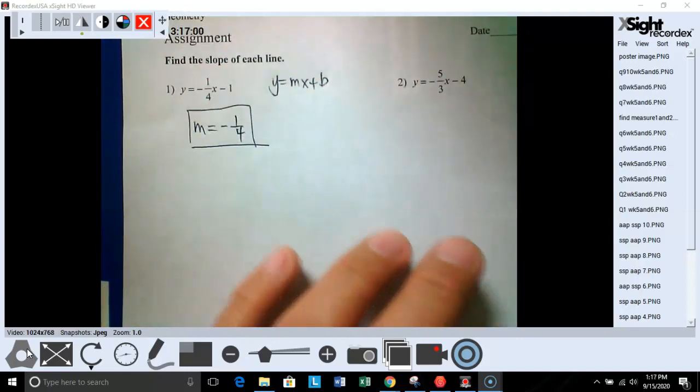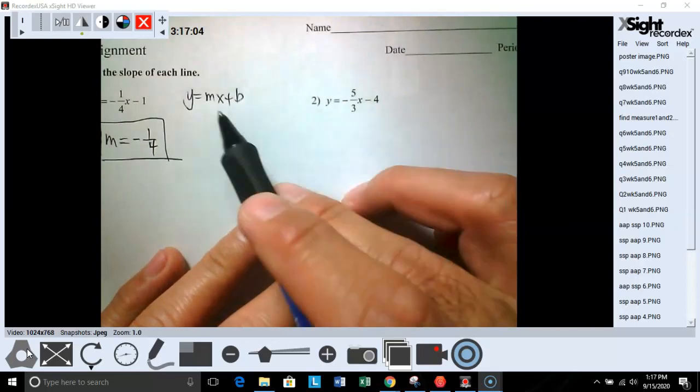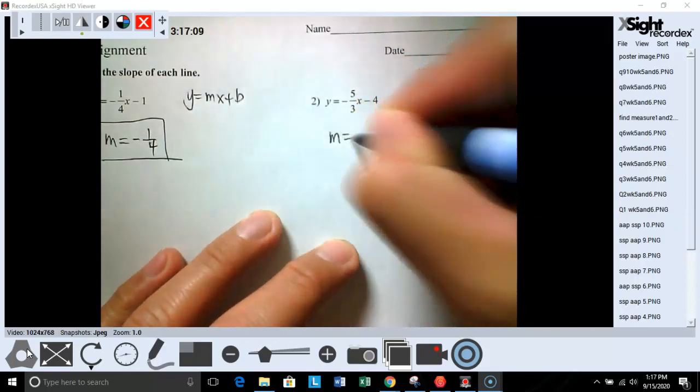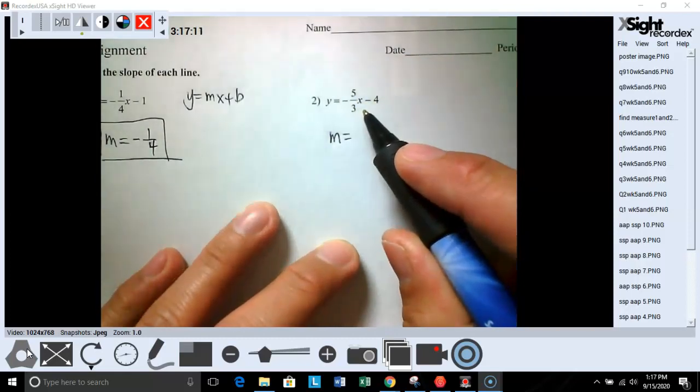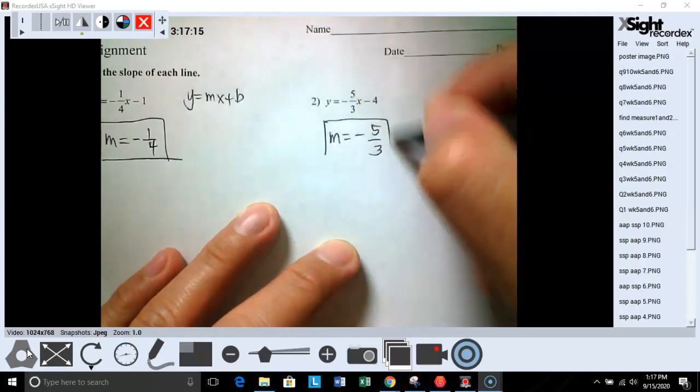That's it. Number two, based on the y-intercept form, our slope here is the number that goes with your x, which is negative 5/3. So that's your slope.